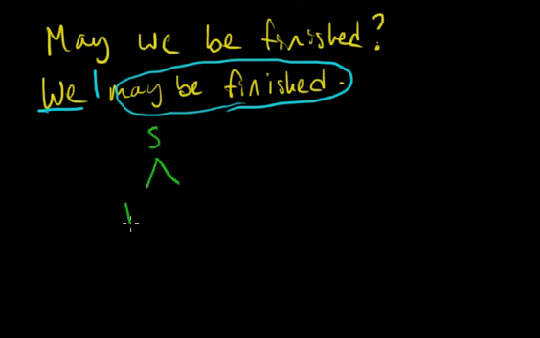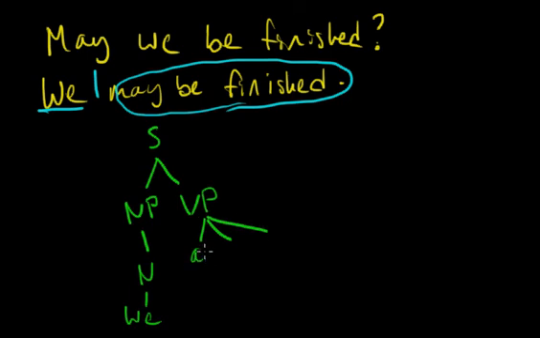S for sentence, NP for noun phrase, VP for verb phrase. In your noun phrase, you only have one part of speech, a noun, which is we. In your verb phrase, you have three parts of speech, two auxiliaries, and a verb. Your first auxiliary is may, your second auxiliary is be, and your verb is finished.